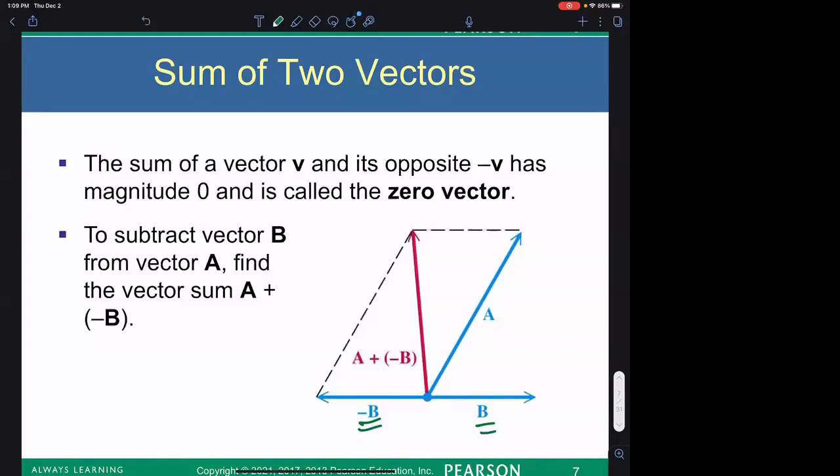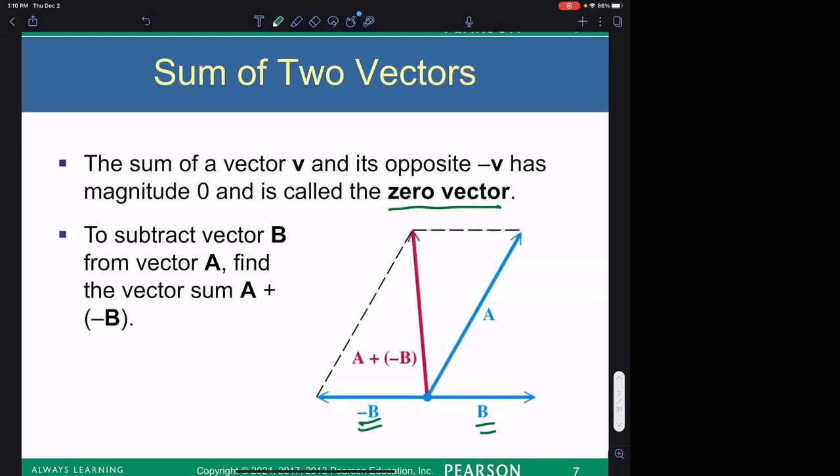So the sum of a vector v and its opposite, well, if I add those two together, I get basically a point. I get what's called the 0 vector. It has magnitude 0 and it has no length, because the length of the vector is the magnitude. And if it has no length, it actually has no direction either, because I can't establish a direction if I don't go from one point to another. But we're going to call this a vector. It's called the 0 vector, and it's basically just like a non-directional point, sort of physically.